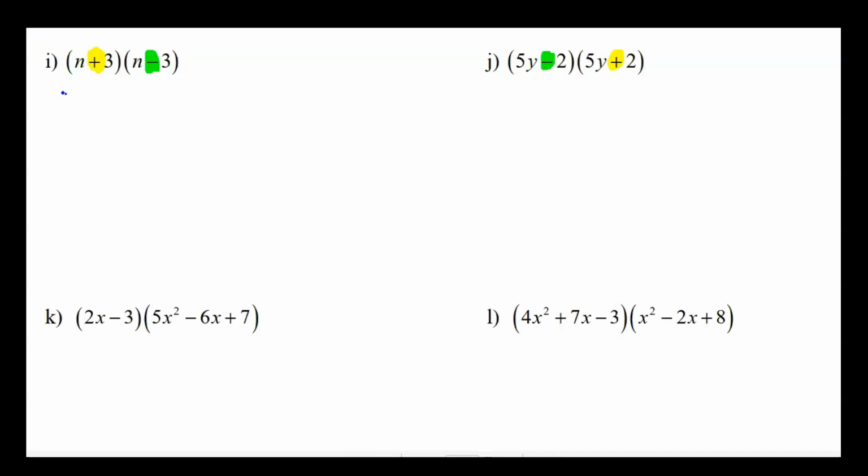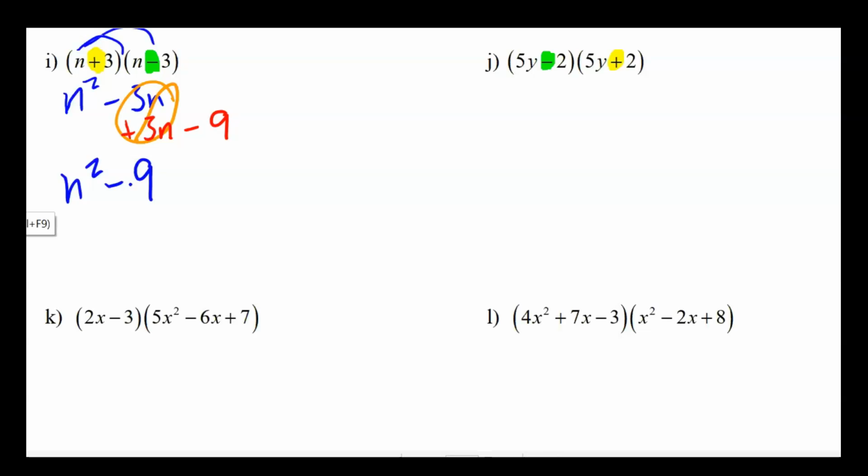If I distribute, I'm going to get n squared minus 3n, and then plus 3n minus 9. And what happens in the middle here is, since I've got this minus 3 plus 3, this turns into 0. So my final answer is n squared minus 9. So that happens because one of them's positive and one of them is negative. Okay, so it's not like I just squared the values. I basically, hey, the middle term drops because of the fact one is positive, one is negative.